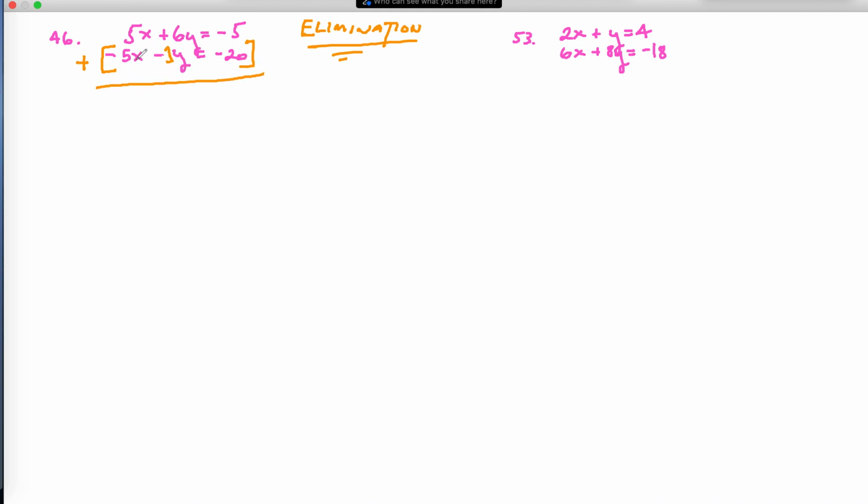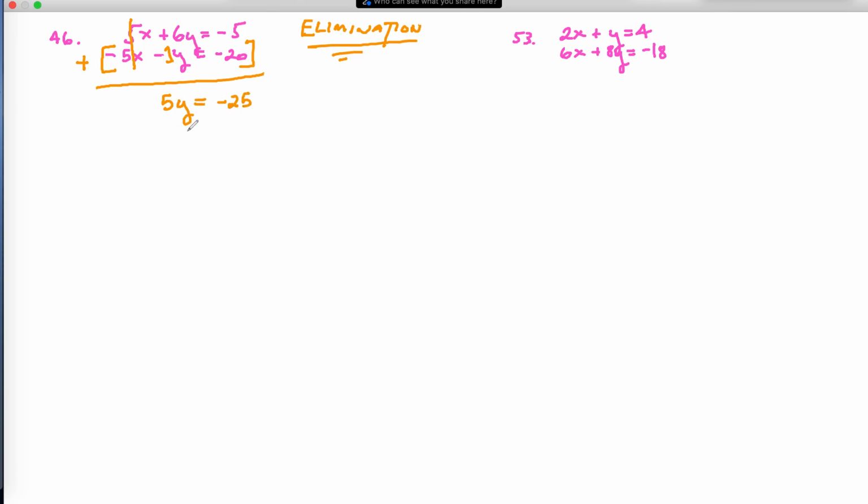And the reason I want them opposite but the same is because 5 apples plus -5 apples is no apples, or 5 x's plus -5 x's are no x's. And that's good. I want them to cancel out. So I have just y's now. So 6y plus -1y is 5y. And don't forget to add the right hand side of the equality as well. -5 plus -20 is -25.